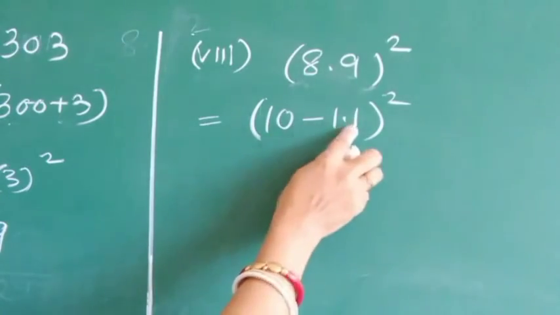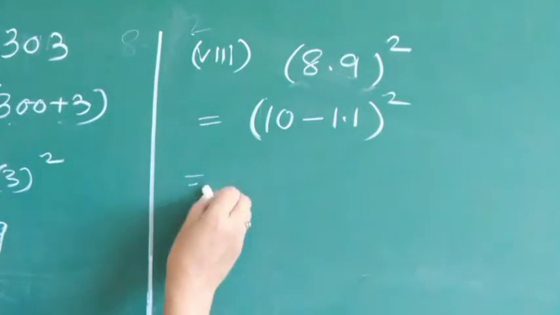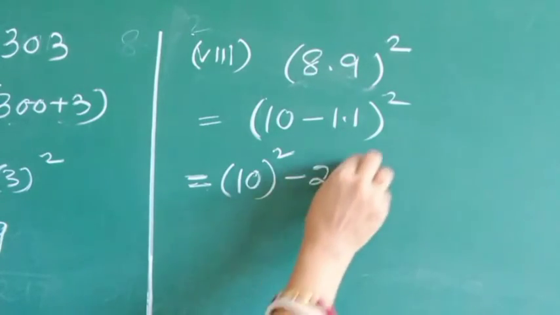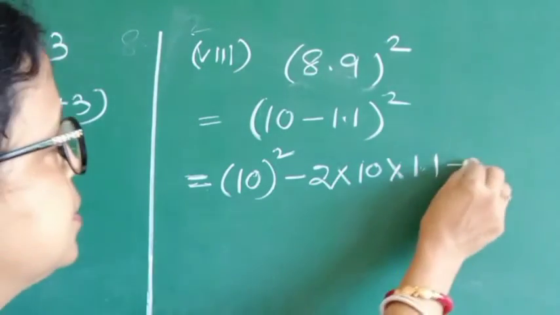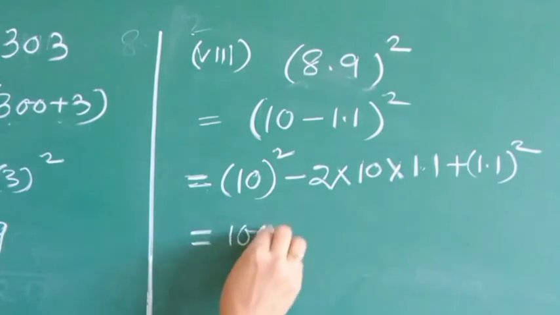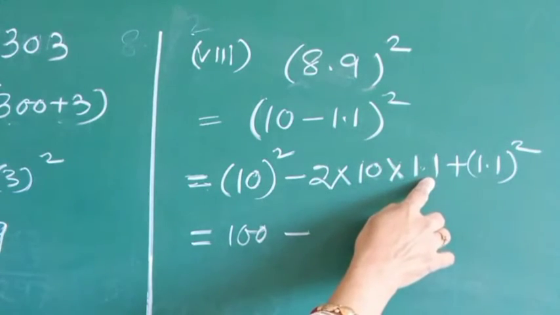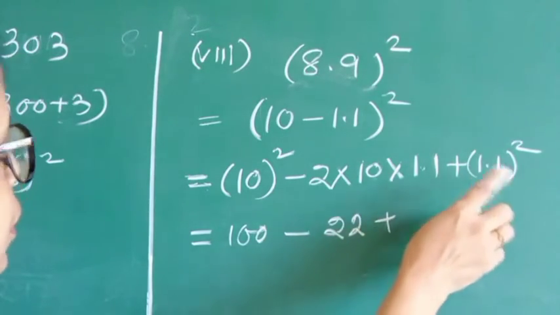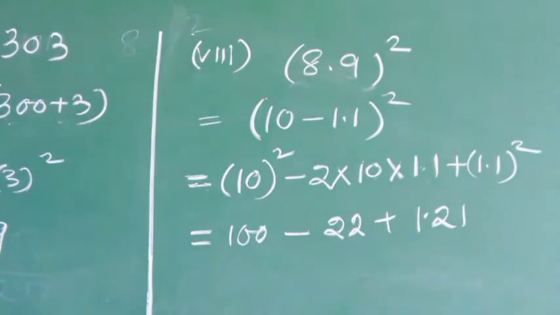Now this one we are considering as A and this one we are considering as B, A minus B whole square. So we can write A square, that is 10 square, minus 2 into A into B, 2 into 10 into 1.1, plus 1.1 whole square. 10 tens are 100 minus 2 into 10, 20 into 1.1, that means 22, plus 1.1 into 1.1, 11 into 11, 121, 2 places of decimal is here. So you will write this.